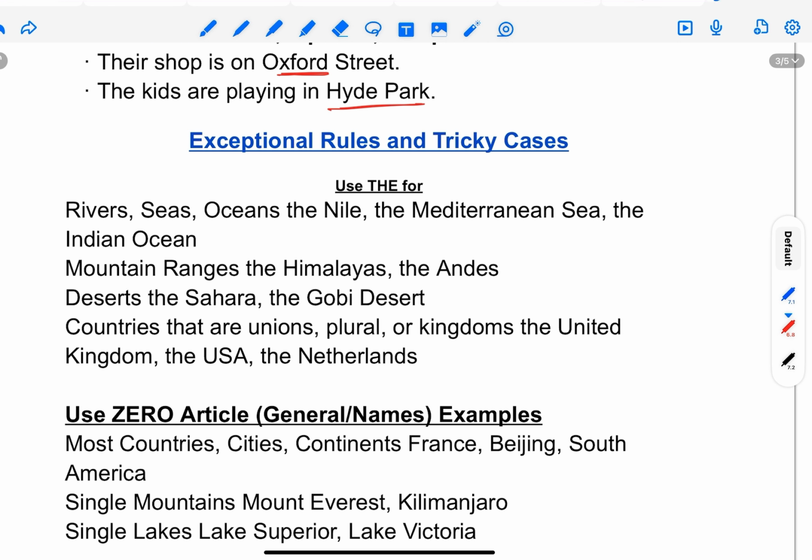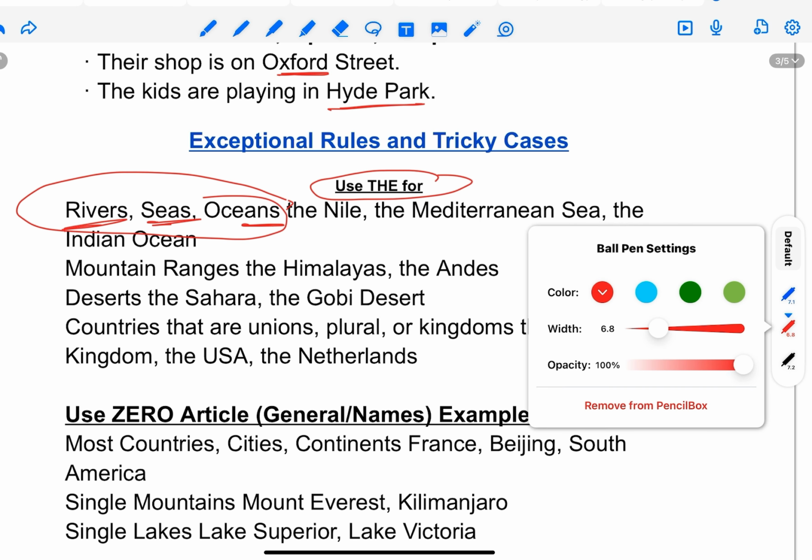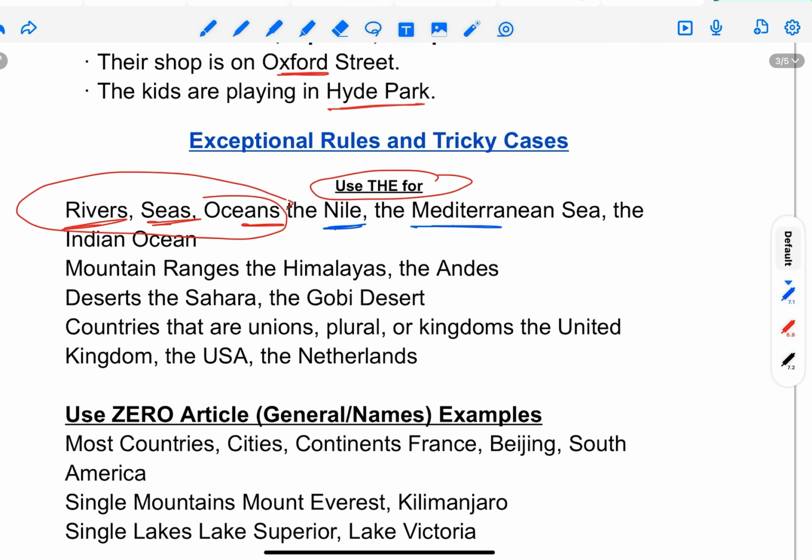So let us see. Use the with the names of rivers. Rivers, seas, oceans, they take the article the before them. For example, the Nile, the Mediterranean Sea, the Indian Ocean, because these are the names of rivers, seas, and oceans. Mountain ranges: the Himalayas, the Andes, the Aravallis. Before the names of deserts, we use the article the: the Sahara, the Gobi, the Thar Desert. Some countries which are unions, plurals, or kingdoms, like the United Kingdom, the USA, the Netherlands, the USSR.